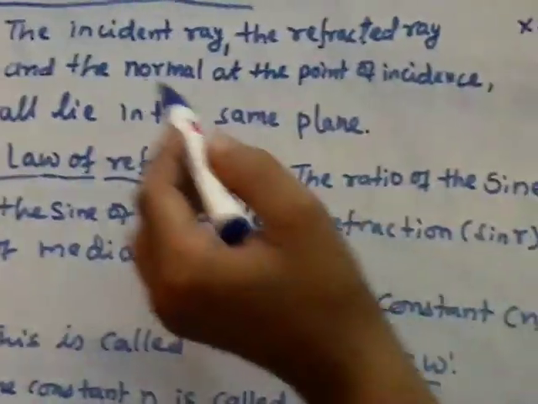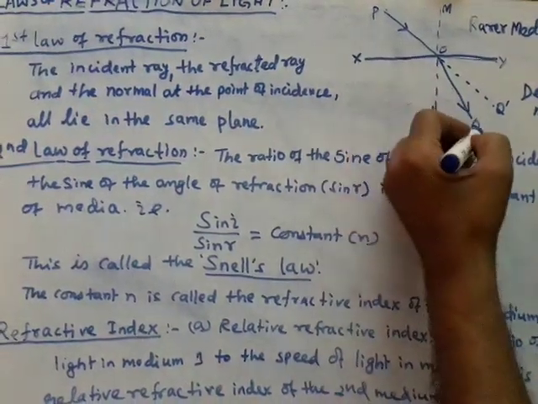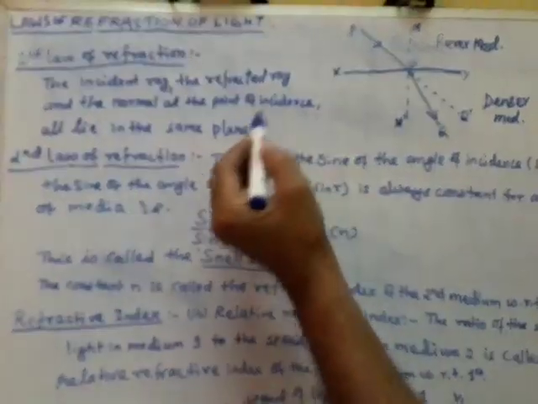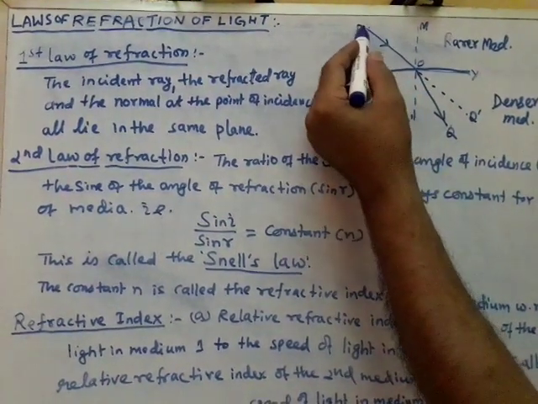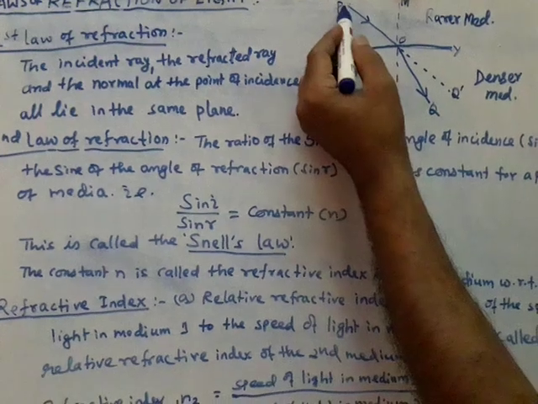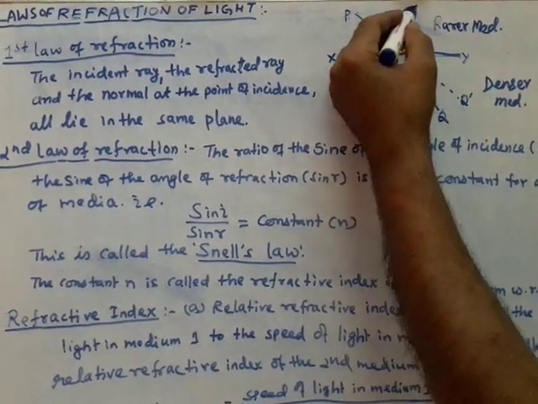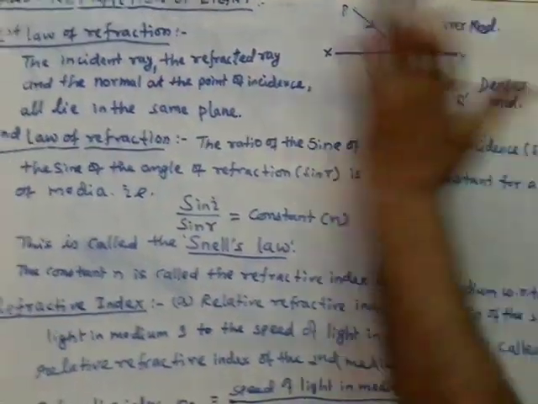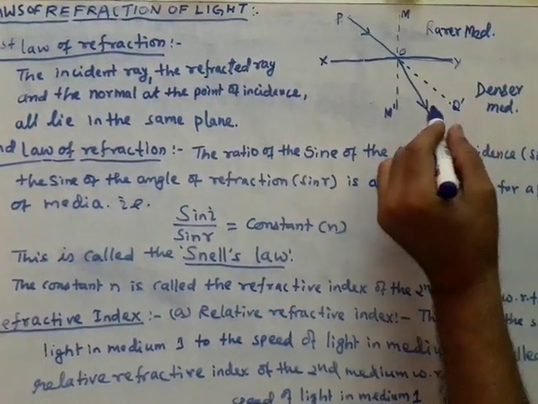Now the law of refraction. First law of refraction: the incident ray PO, the refracted ray OQ, and the normal MM dash drawn at the point of incidence all lie in the same plane. What does this mean? This means that the plane of all three of these rays is the same. PO is the incident ray, OQ is the refracted ray, and MM dash is the normal at the point of incidence. So for this plane surface, that is the whiteboard, all these lie on this plane, right?